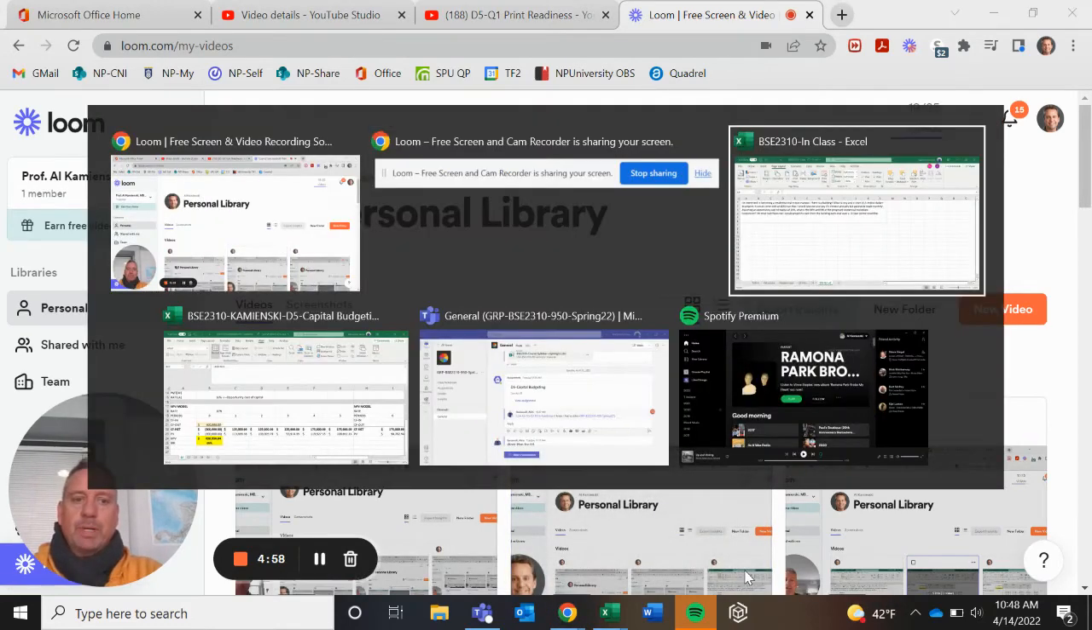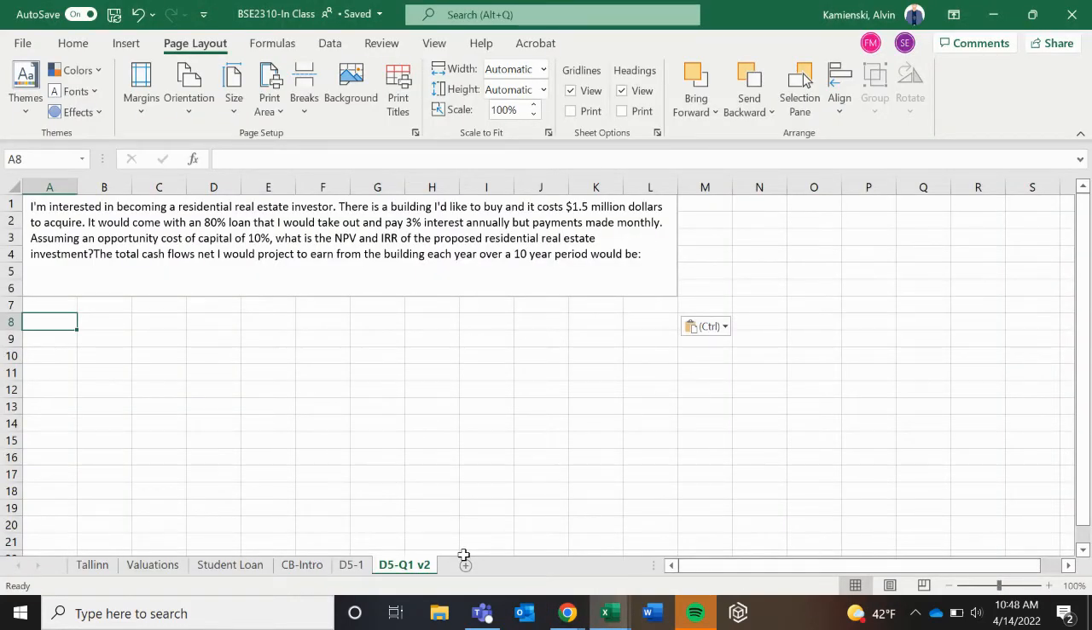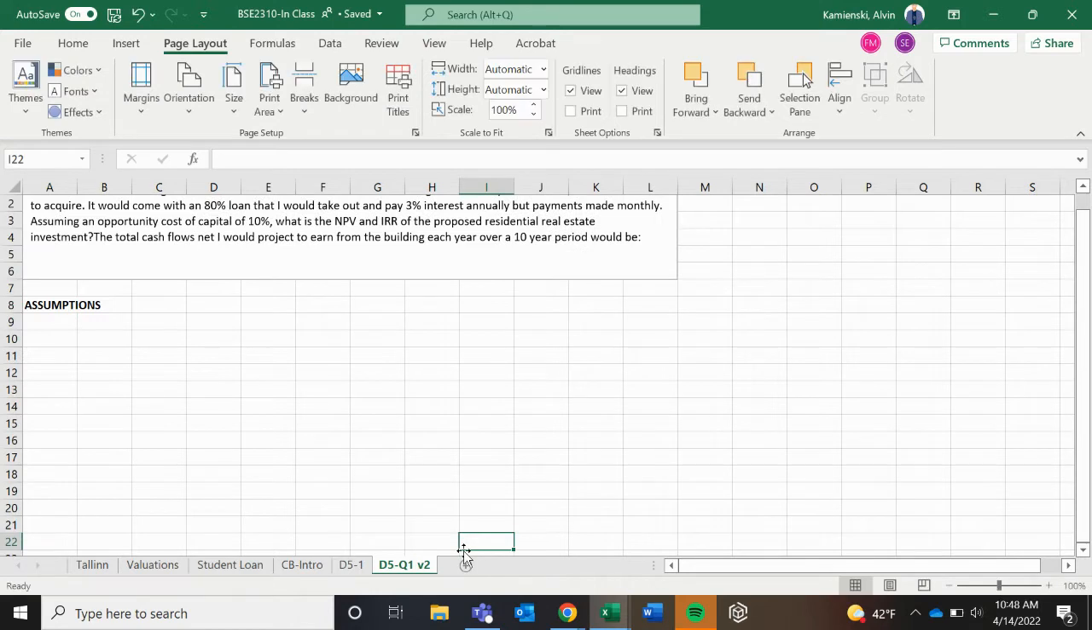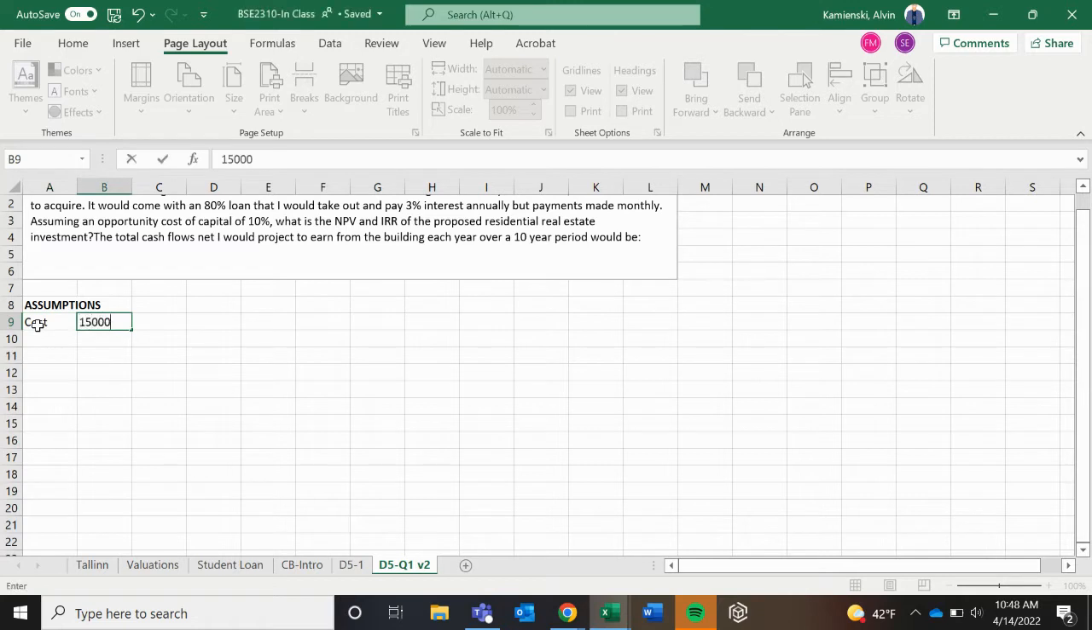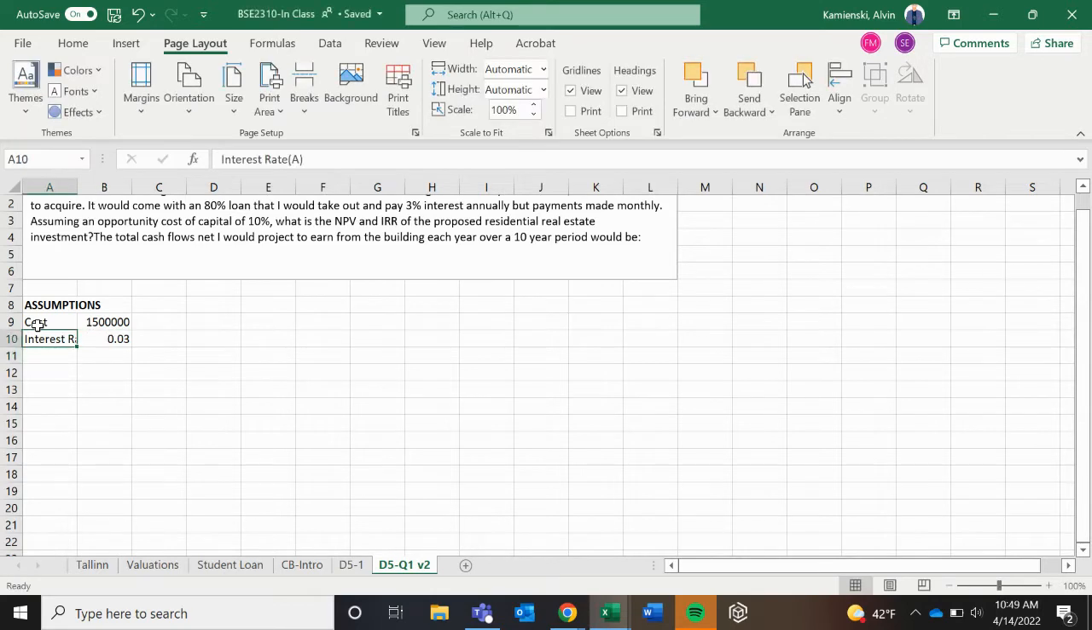Let's see if we can't rip this one out without all of the dialogue. So let's go ahead and document the assumptions to begin with that include the cost of that building at $1.5 million, and then an interest rate that we are going to pay on an annual basis of 3%.